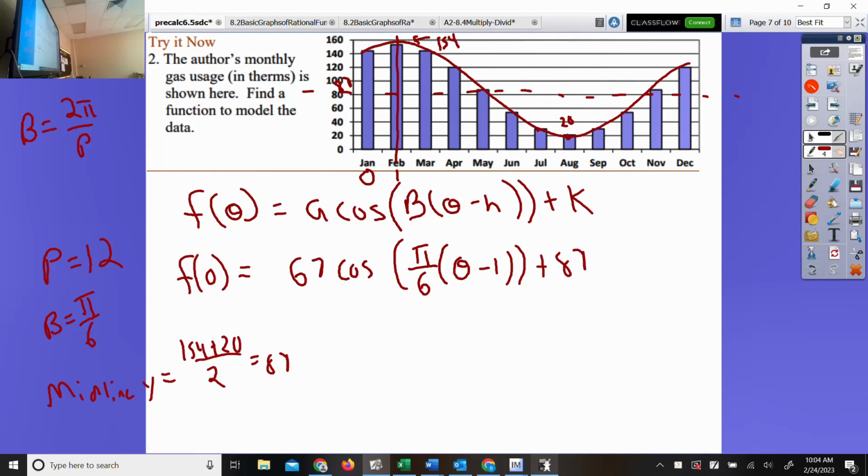So did you get the amplitude by subtracting the lowest point from the midline, or vice versa? That's not how I did it. You can do 154 minus 87, couldn't you? Oh, that's not what I did. I did 154 minus 20 divided by 2. That works, okay. You started saying a different way, I was wondering. There's more than one way to skin a cat, isn't there?